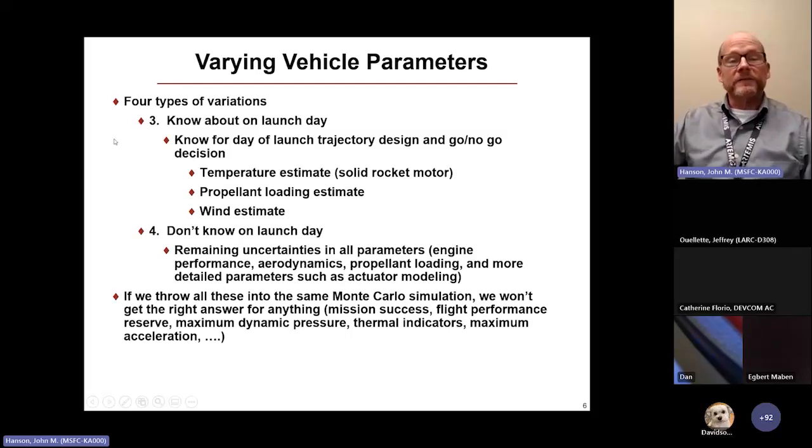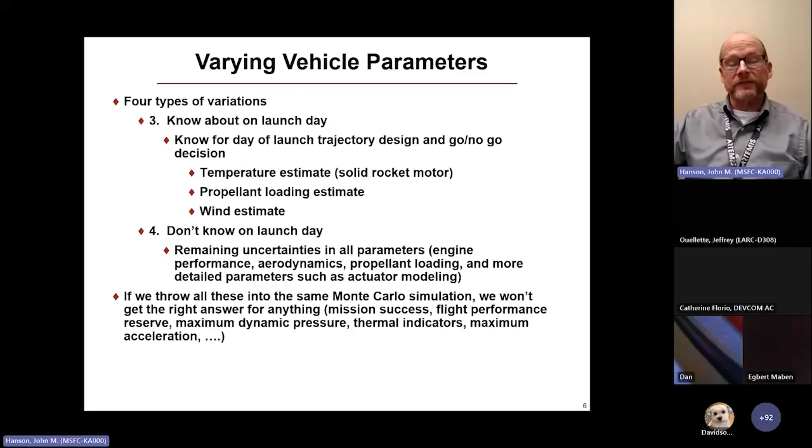And then the third kind is things we know about on flight day. So we can design the trajectory to those things, and we can make a go, no-go decision when we actually come to launch. Things like if we have a solid rocket motor, how warm is it? That has an influence on how much thrust and how fast it burns that you get. And then an estimate of how much propellant you actually have on board based on your loading experience and how cold the propellant is and things like that. And an estimate of the winds, like I mentioned.